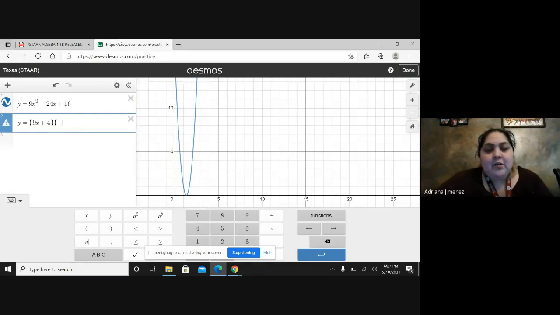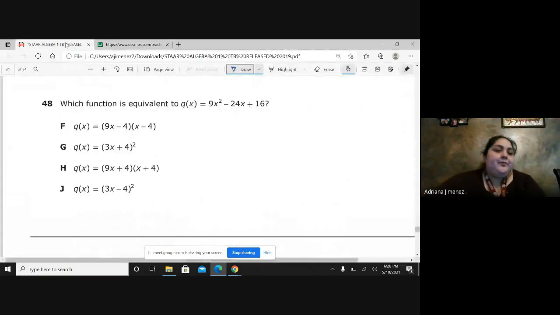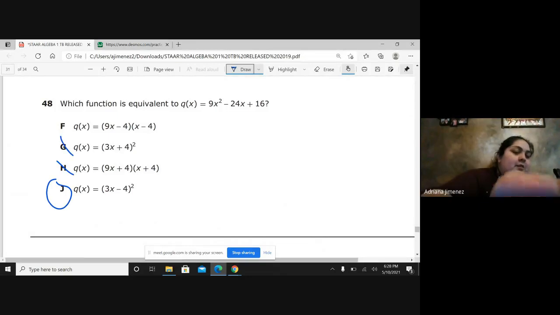So we do the last one. The last one says 3x minus 4. And then we do squared on the outside. And it's the one that matches. So these were not it.